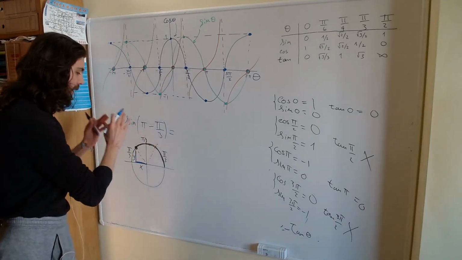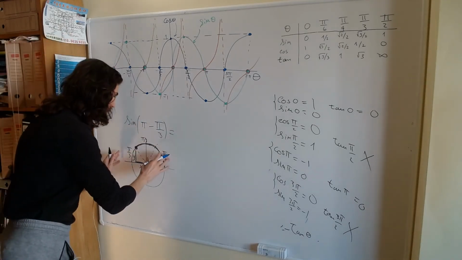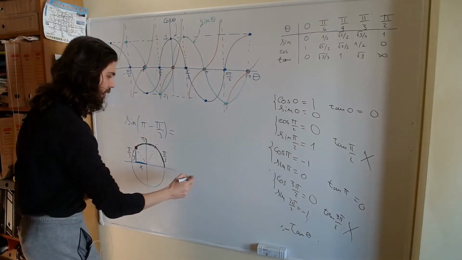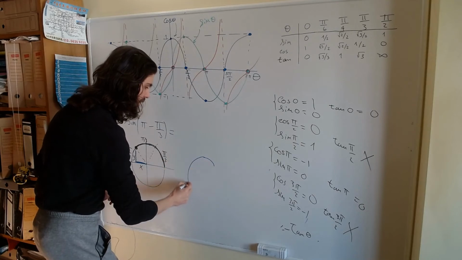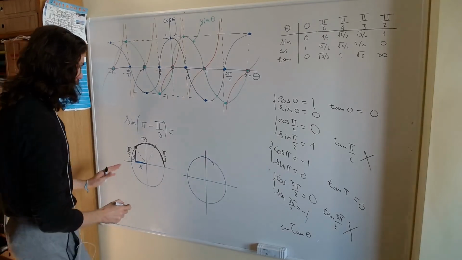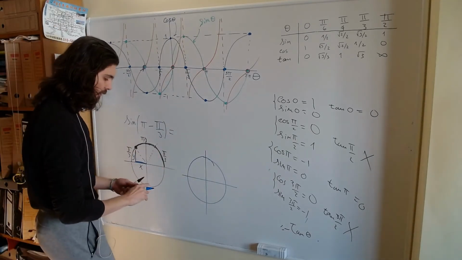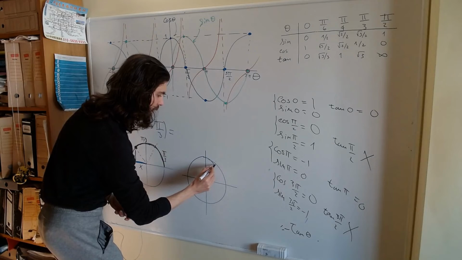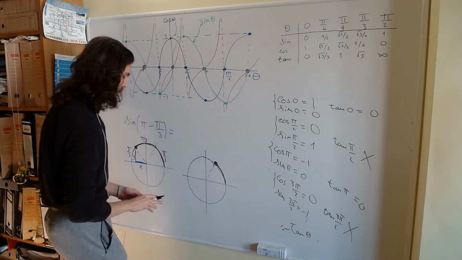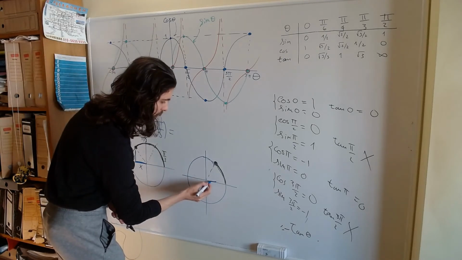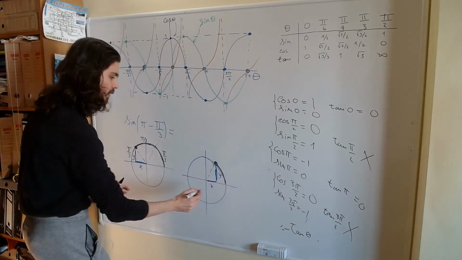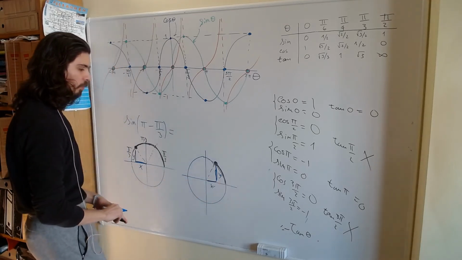Now, I want to relate this with something else that I can compute, and what I can compute is in the first quadrant. So let's draw here, like so. Now let's mark pi over 3 here. Here's the point, here's the x, and here's the y. Let's give them different names: x prime and y prime.